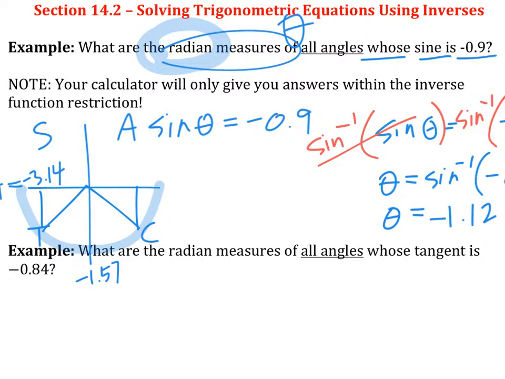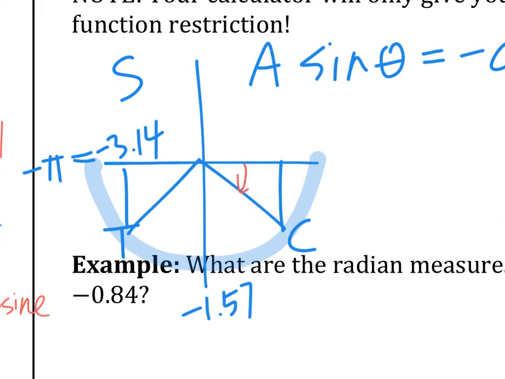So we found this angle. What about this angle? We're going to have to be a little clever, and I need you to pay attention because this confuses people every year. I'm going to try to make it a little bit easier, maybe not. This part is negative 1.12. This part is the same, but just not negative, so it's 1.12. What should we do? It's the opposite.